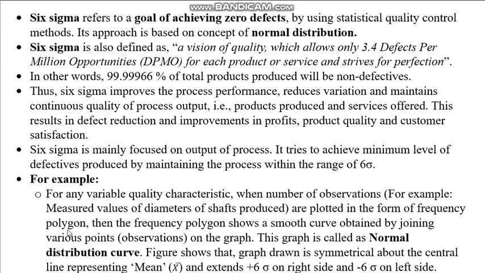Now here let us see an example. For any variable quality characteristic, when the number of observations are plotted, for example here the measured value of diameters of shafts that you have produced in your company, if these diameters are plotted in the form of a frequency polygon, then the frequency polygon shows a smooth curve obtained by joining various dots on the graph. This graph is the normal distribution.